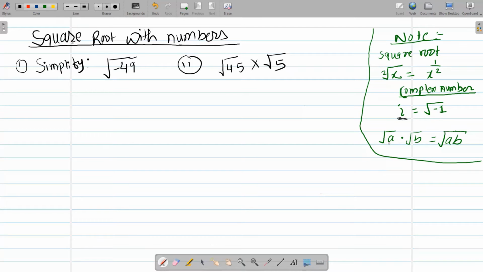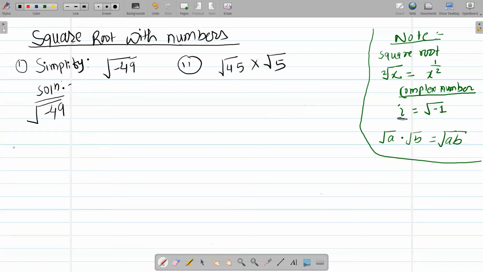And another thing I'm going to say: if we have square root a times square root b, we can write it as square root ab. That's the same thing. We can write it under one square root. So let's get started. First example, we have square root of -49.